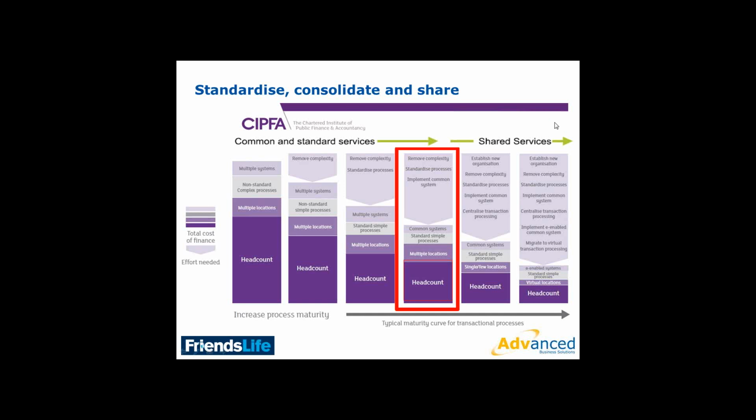So CIPFA is, as I said, the Chartered Institute of Public Finance and Accounting in the United Kingdom. They set the standards for all government finance reporting. And they've done some analysis and investigation and given us an illustration that shows us the effects on the total cost of finance, especially headcount, in removing complexity, standardizing processes and sharing common systems. We can see from looking at the graph going left to right, the individual bars, the cost of finance is reduced by approximately 50% by the time we get to common systems, standard simple processes, even if it is in multiple locations and isn't actually a shared service.